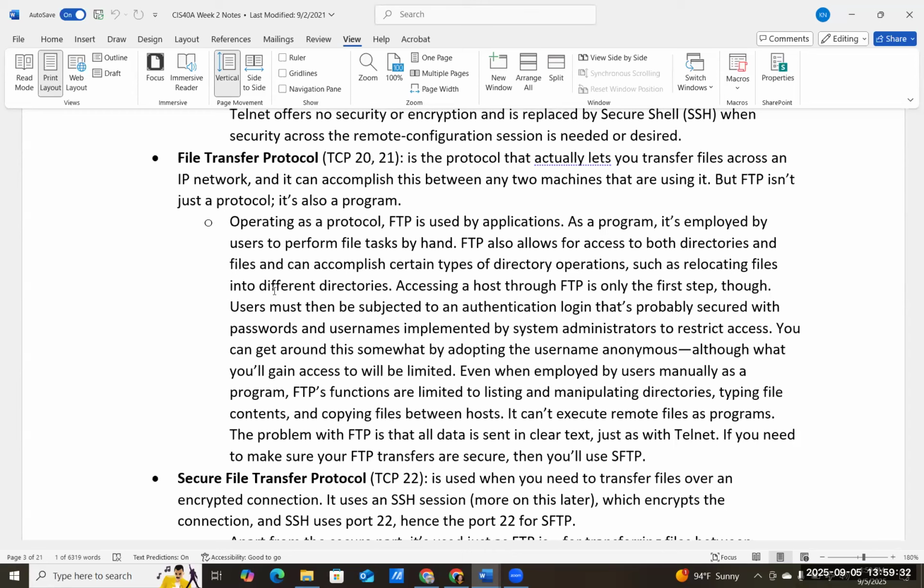Now compare that to SFTP. This came later. The industry said, well, we have to find a better way to connect to a system and download and upload and share files. So they established what's called secure file transfer protocol, which uses SSH in the back. That's port 22. So if you see port 20 and 21, that's for FTP, file transfer protocol.